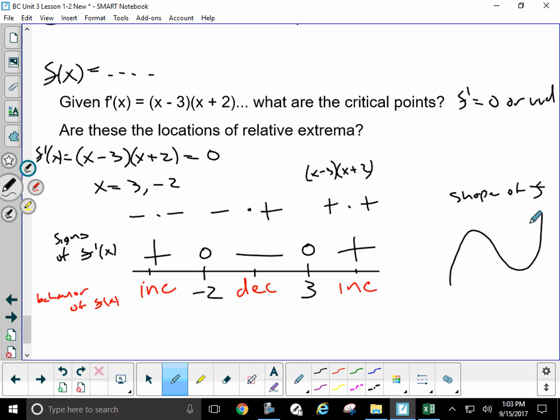You don't have to be able to sketch this to know that at -2, this is the location of a max, from left to right going up to down. At 3, this is the location of a min, from left to right, down to up, decreasing to increasing. This is the shape of f, where this location is at -2 and this location is at 3. The y locations are not going to be important for us in this class, at least for now. They will be in the future.